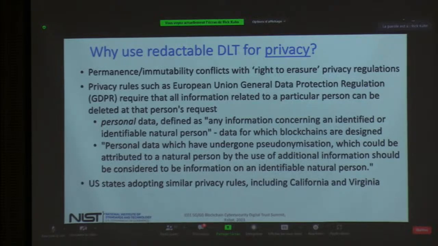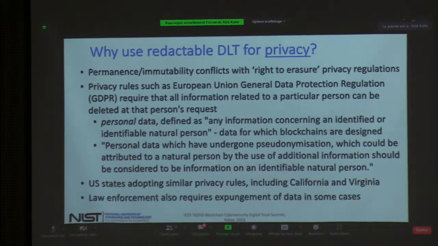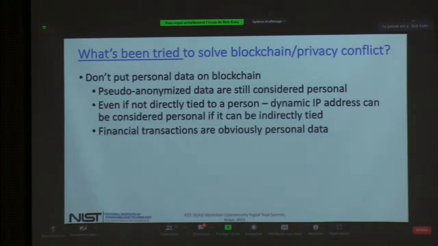A lot of US states are beginning to adopt these same sort of rules. And law enforcement in various nations may also require the deletion of data, for example, if it's a youth offender in some cases. So there are approaches for trying to solve this conflict between privacy and blockchain immutability.